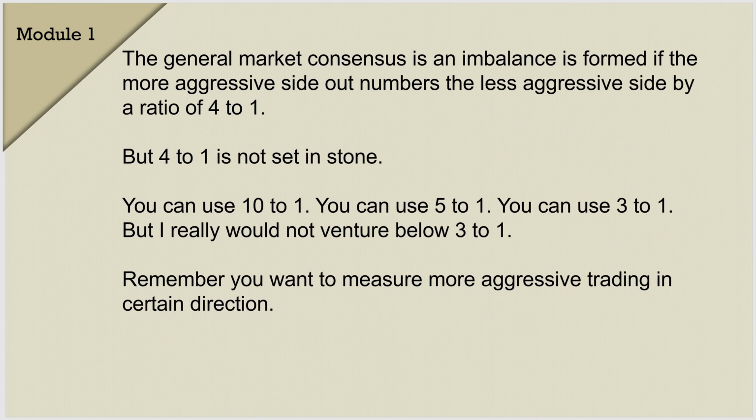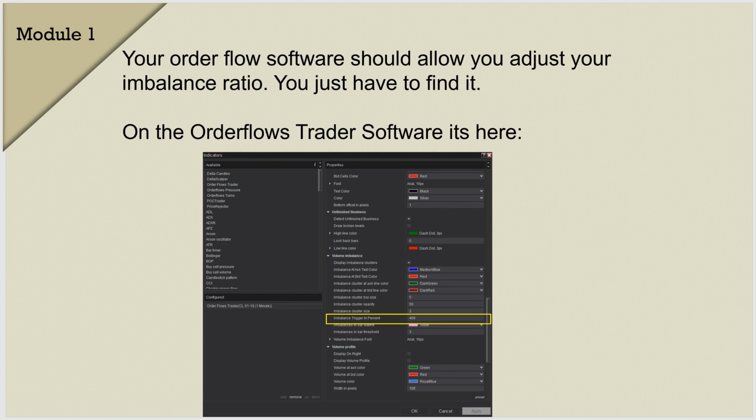Now, the general market consensus, and again, it's not set in stone, is that an imbalance is formed if the more aggressive side outnumbers the less aggressive side by a ratio of 4-1. And again, there's no law that says it has to be 4-1. You could use 10-1, you could use 5-1, you could use 3-1. I wouldn't go below 3-1, because remember, it's got to be aggressive trading in a certain direction. 3-1 isn't really showing much aggression. But 4-1 is what a lot of people use, and I'm fine with it.